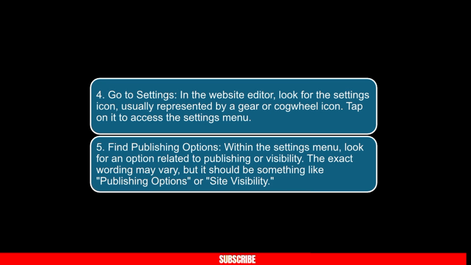After that, go to Settings in the website editor. Look for the setting icon usually represented by a gear or cogwheel icon. Tap on it to access the settings menu.